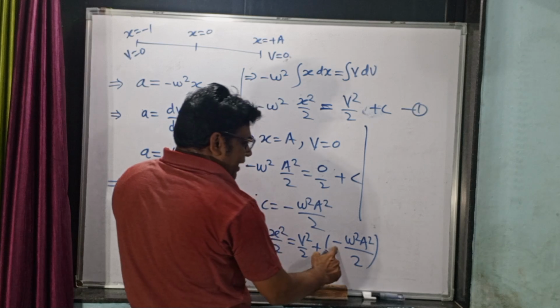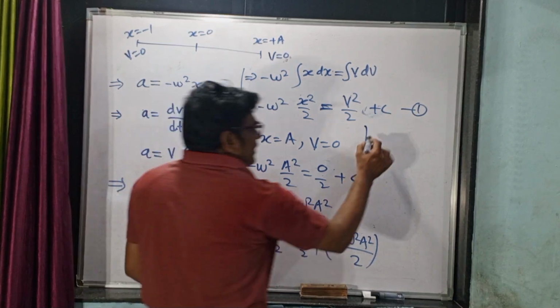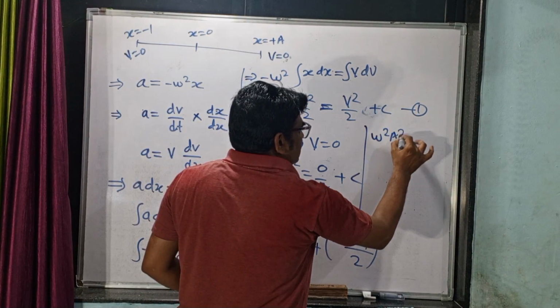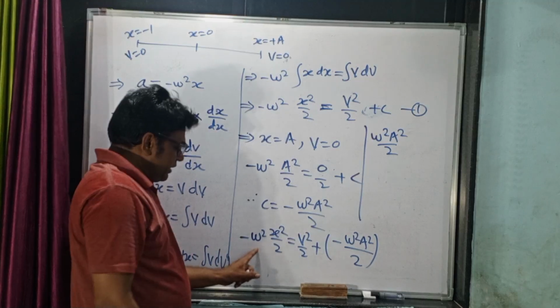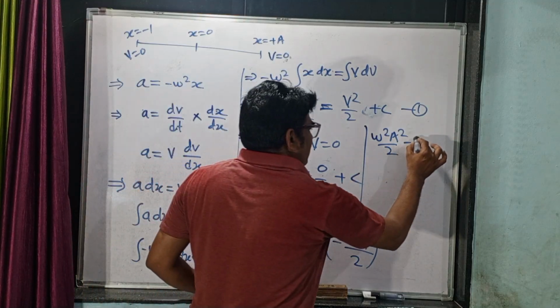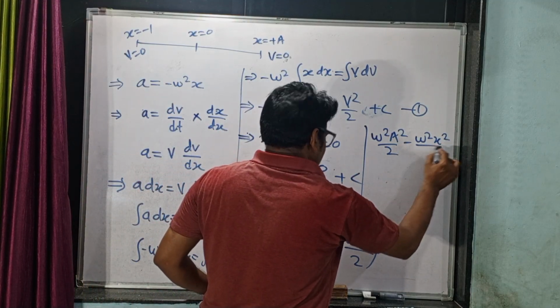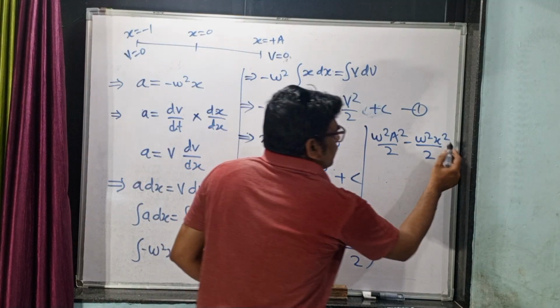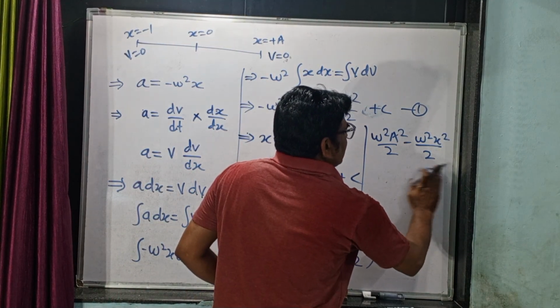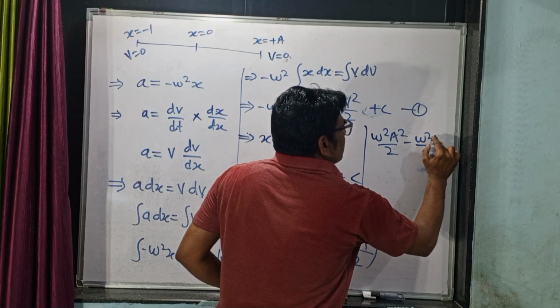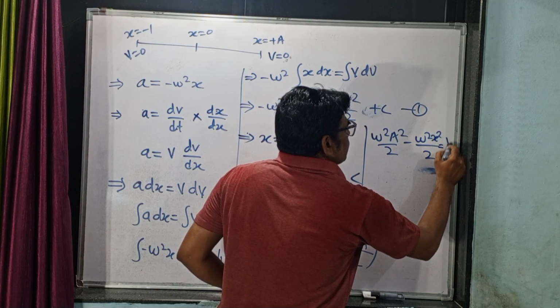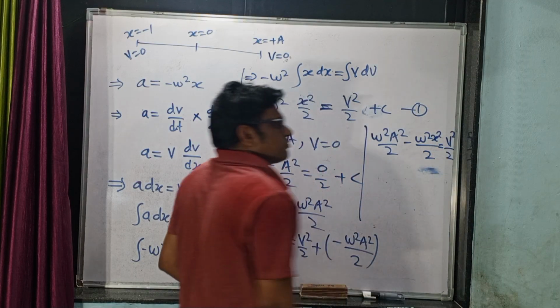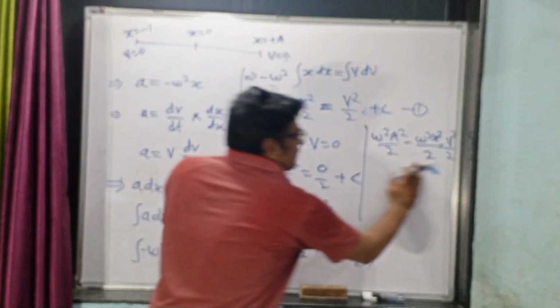So this minus value will become plus on this side. This will become omega square a square by 2. This minus value, minus omega square x square, will remain here. And what remains on this side? V square by 2. So this is equal to, so what I can write here, omega square x square is equal to V square by 2. Correct or not? Let us simplify this.